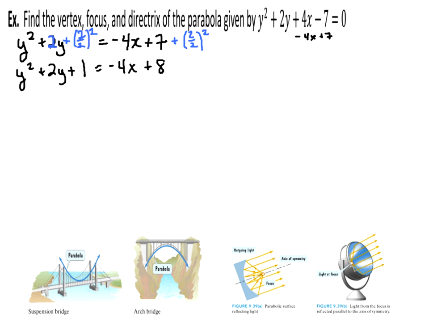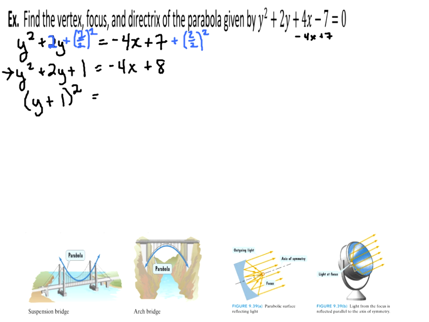Y squared plus 2y plus 1 equals negative 4x. Okay, so this is 7 plus 1, which is 8. Now that I have the left-hand side as a perfect square trinomial, I can turn it into its factored form, and I purposefully completed the square so that I would know I have y plus 1 squared there.